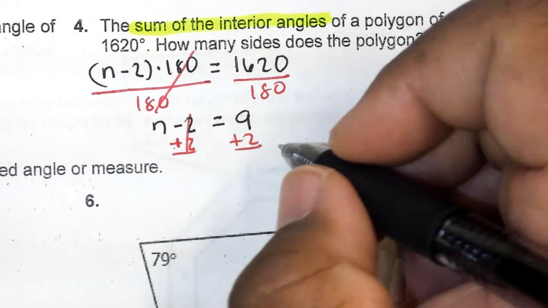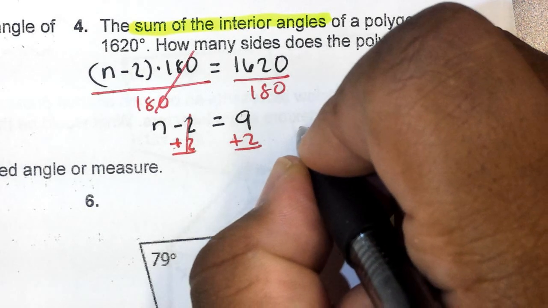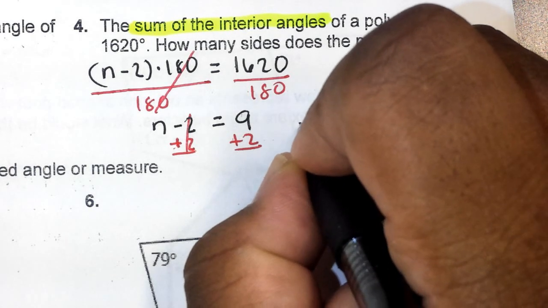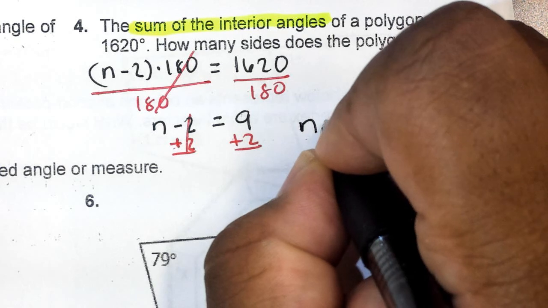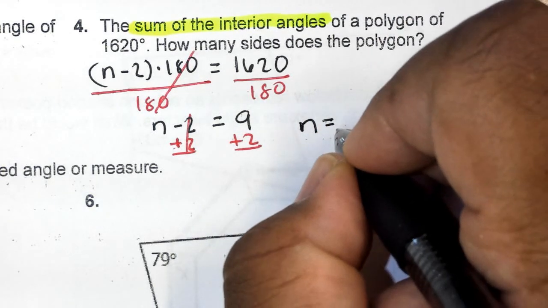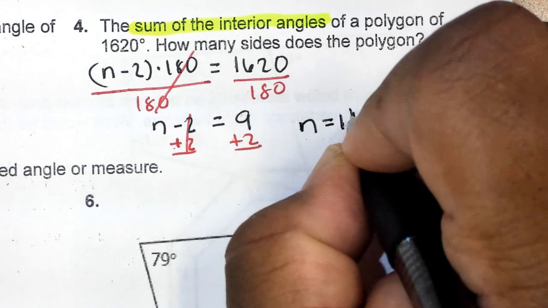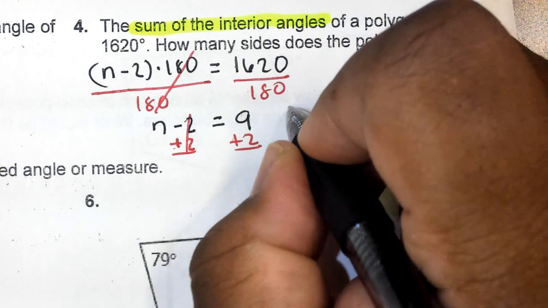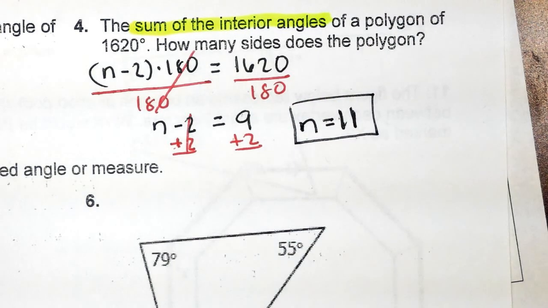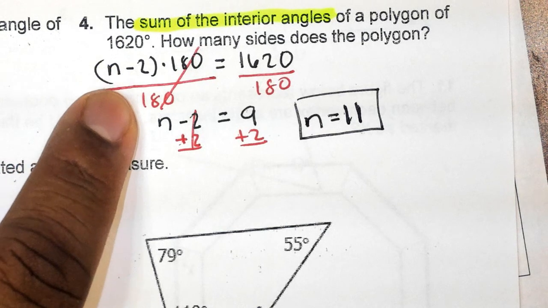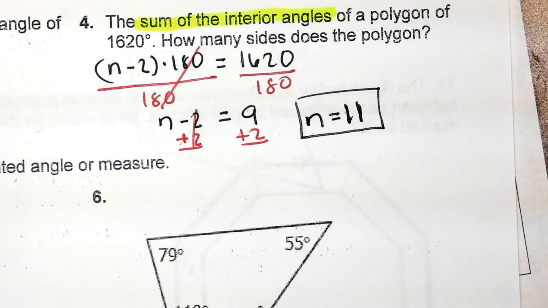You see how Jasavion, he wasn't quite wrong. He said he was going to divide by 180, but most kids forget to add the 2 back in at the end if you're going to do that. So the number of sides is 11. Since you subtracted 2 in the original formula, when you go in reverse, you got to add the 2 back.